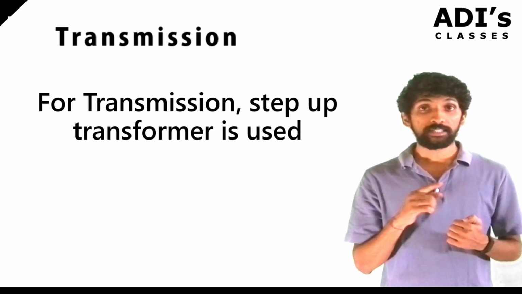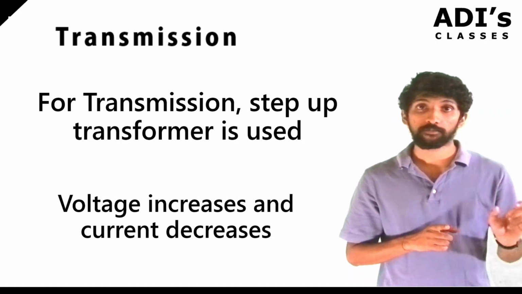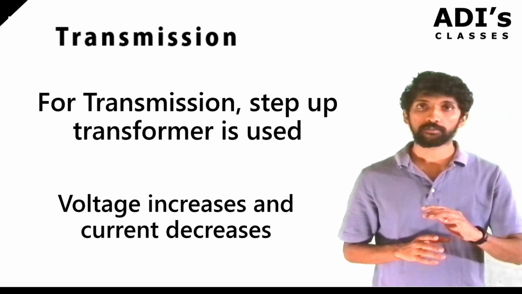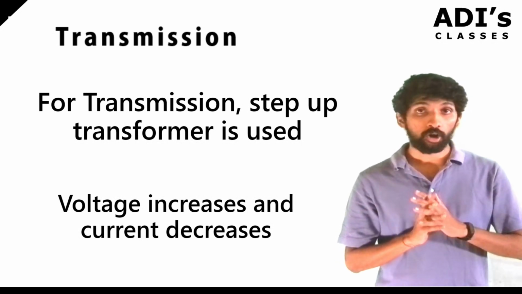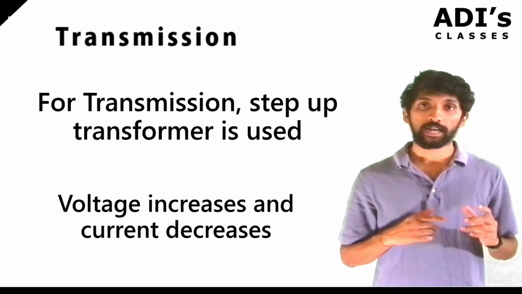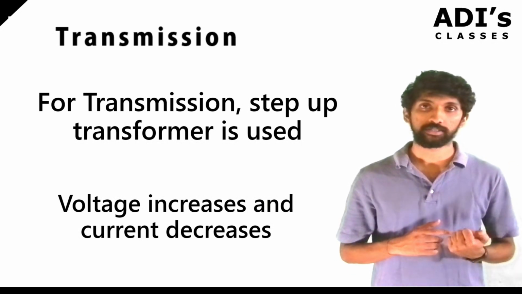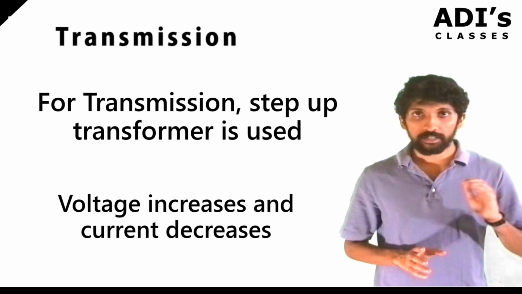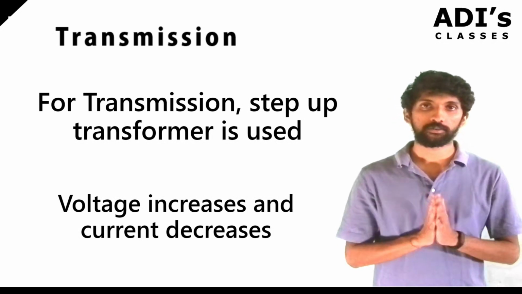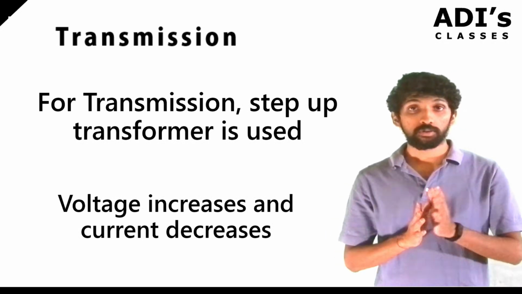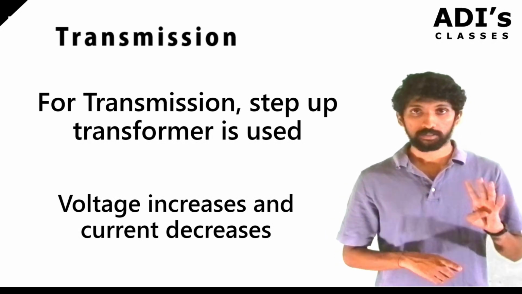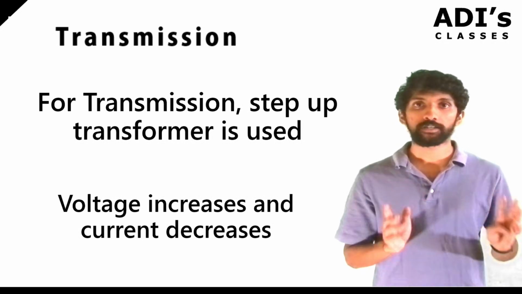So that I squared R value will come down. So we are saving a lot of energy which was actually dissipating as heat energy. Of course, there will be losses, but it's reduced by a very good quantity, you can say. So transformers are used for transmission. This is one of the important uses.